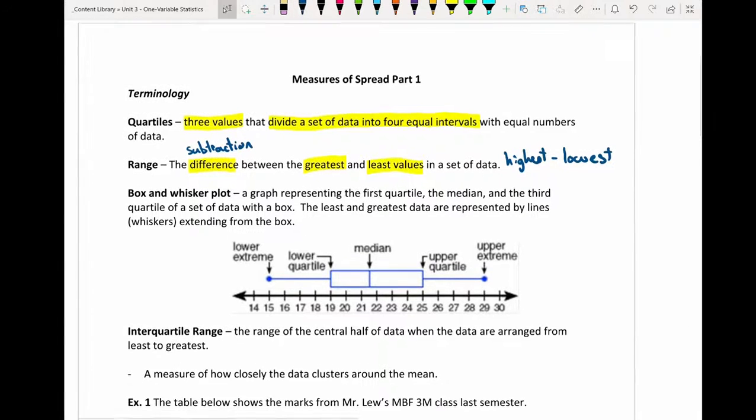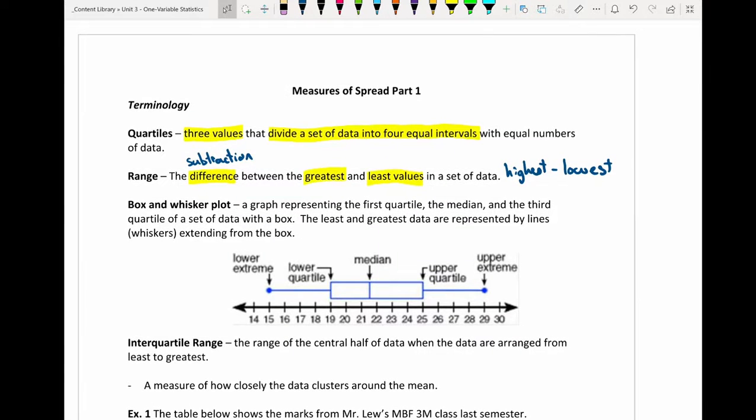The interquartile range is the range of the central half of data when the data are arranged from least to greatest. It's basically a measure of how closely the data clusters around the mean. And again, that's what a measure of spread is. We talked about a measure of central tendency in our last lesson, and that was basically the common trend. A measure of spread is basically how spread out the data is.